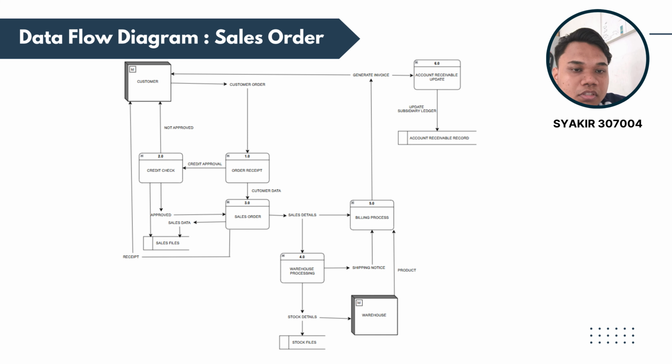From the sales order, we send 4 copies: the first to the customer, the second to the sales file, the third one to the warehouse processing, and the fourth one to the billing process. From the warehouse, we send the stock detail to the stock file and also to the warehouse. Warehouse will send the product to the billing process. Warehouse processing also sends the shipping notice to the billing process. From the billing process, we send the invoice to the customer and also to the accounts receivable update. Accounts receivable will send the updated subsidiary ledger to accounts receivable.